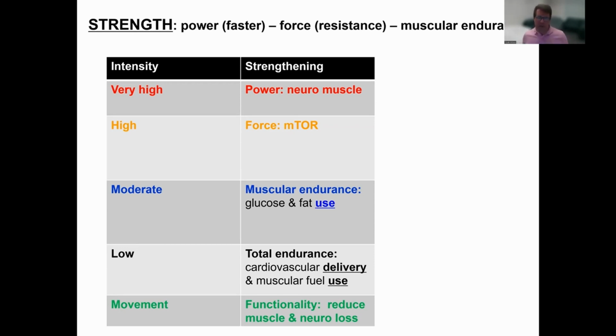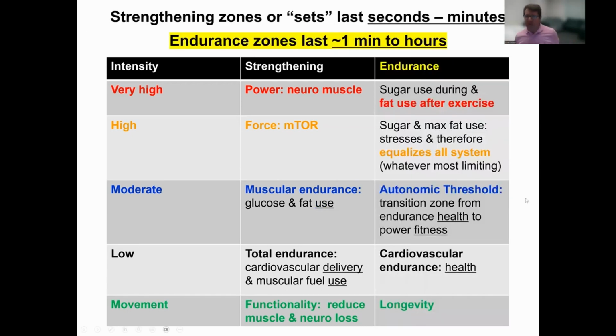A moderate resistance or moderate intensity, you're shifting not only to getting stronger, but also muscular endurance, where your muscles are able to use fuel more efficiently. And at a lower intensity, you start including cardiovascular. And on the endurance side of things, at the highest intensity, it's mostly sugar use, an all-out sprint that you can maintain for longer than 3 minutes.